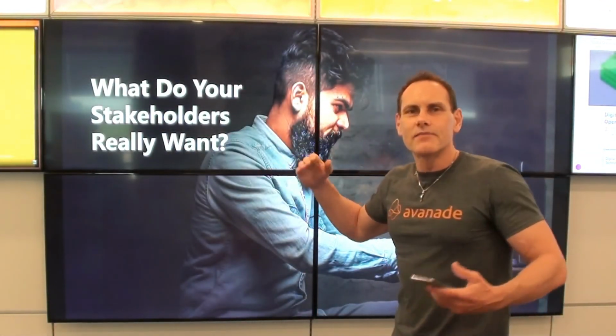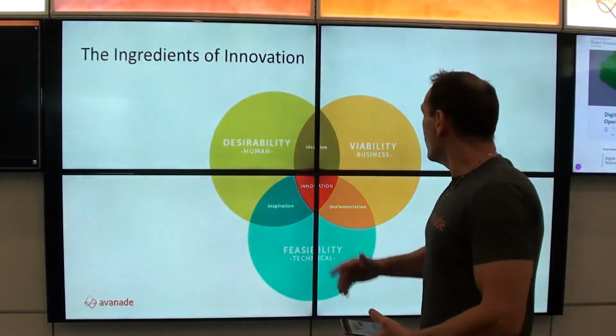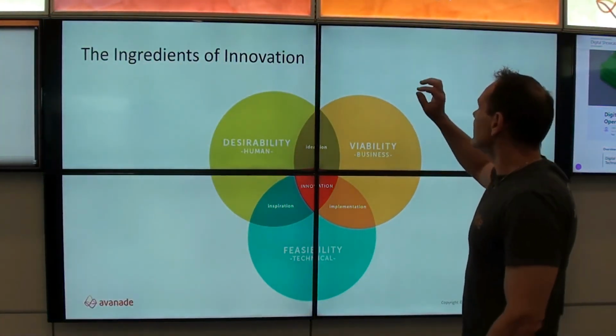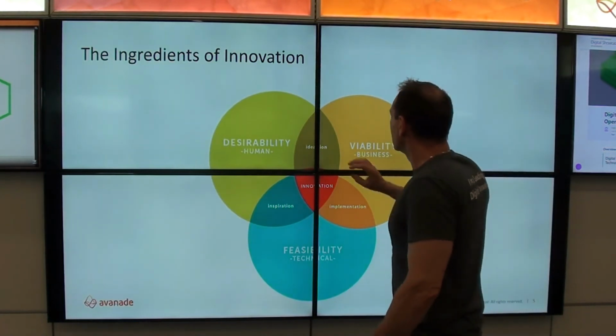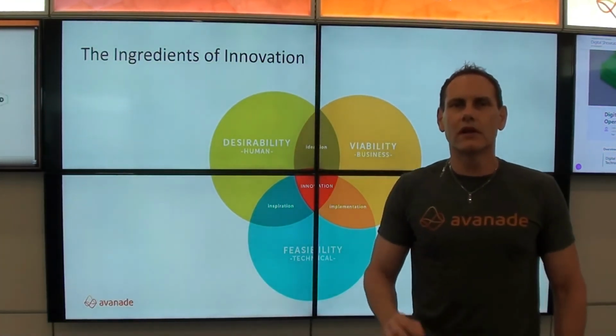Innovation, in the end, is about finding new ways to address challenges and issues that our stakeholders face in their everyday life. But how do we know what our stakeholders really want? How do we know what they really need to be successful? Well, one way to look at this is to look at the ingredients of innovation as desirability, viability, and feasibility. Let's talk about each of those in a little bit of detail.